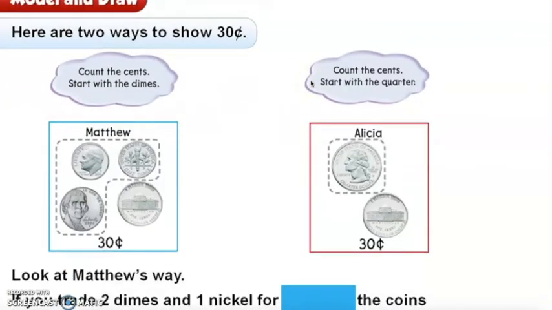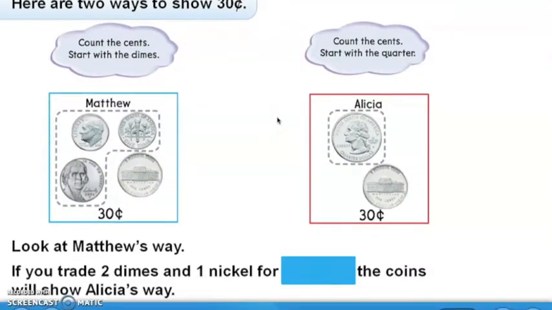Now it says here are 2 ways to show 30 cents. Count the cents and start with the dimes. So here are our dimes, right? We have 10, 20, 25, 30.